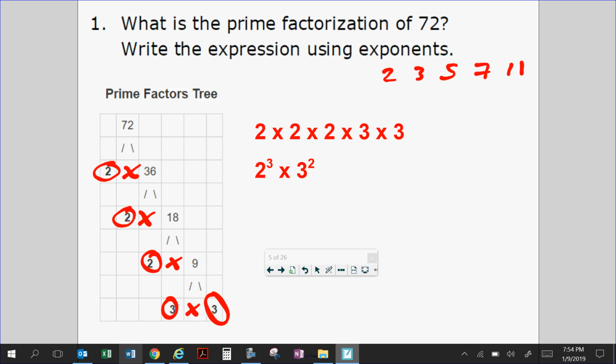To check your work, 2 times 2 is 4. 4 times 2 is 8. 8 times 3 is 24. 24 times 3 is 72.